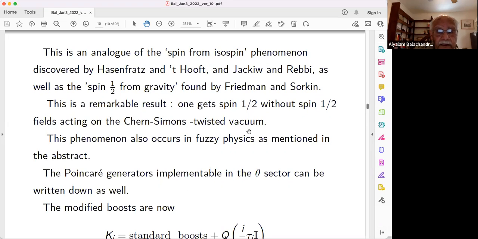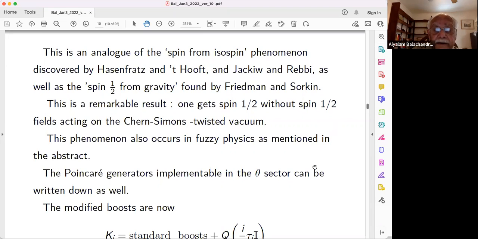By the way, I should say that this phenomenon also occurs in fuzzy physics, and I gave the reference. It is in our book. It comes from the properties of projective modules, which one has to construct to discuss instantons, and you find the same phenomenon there.